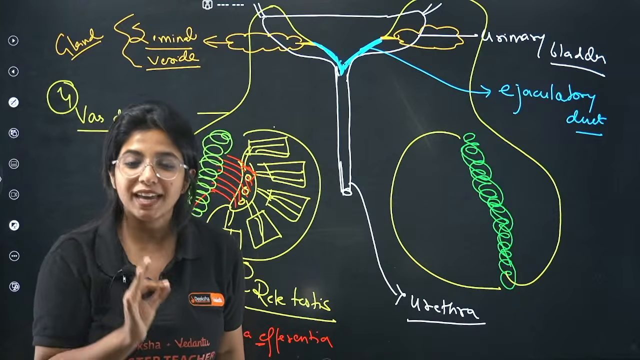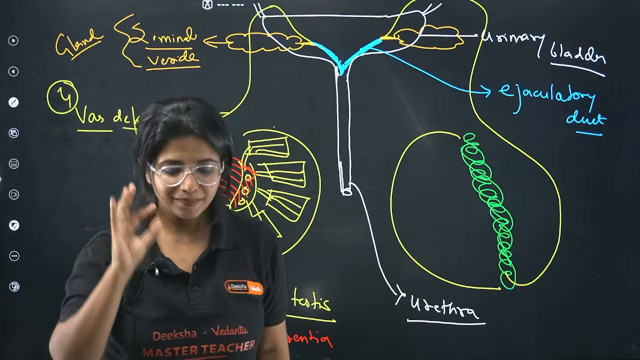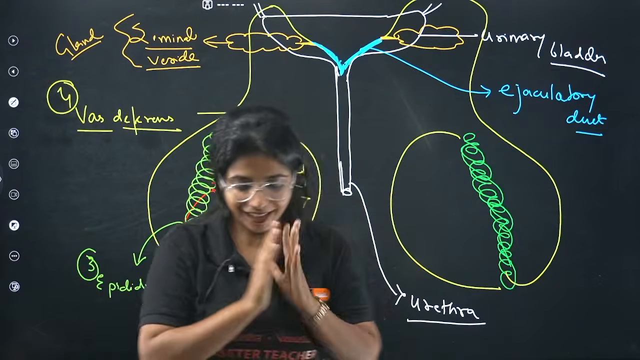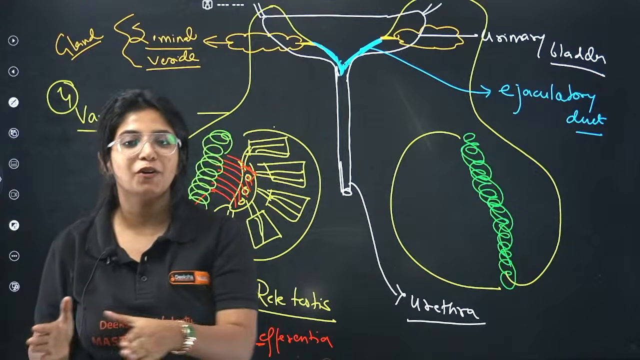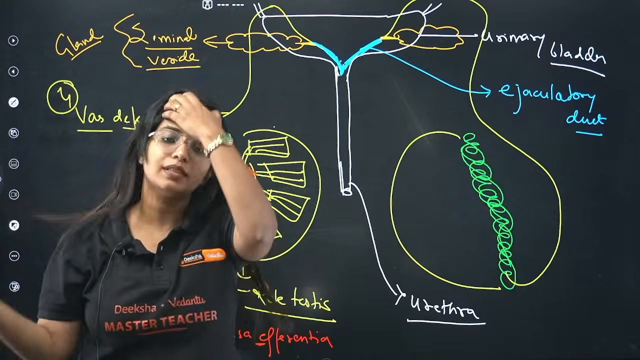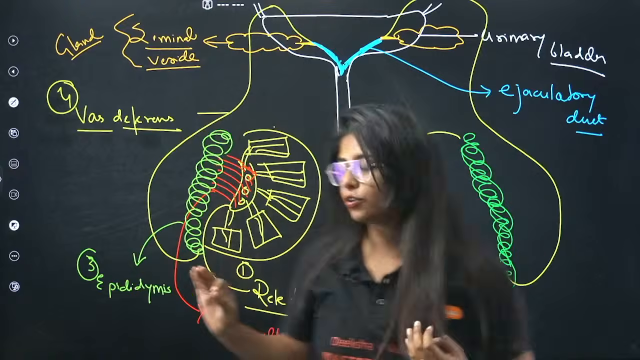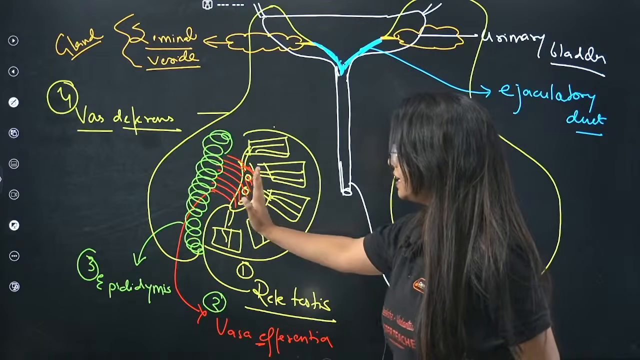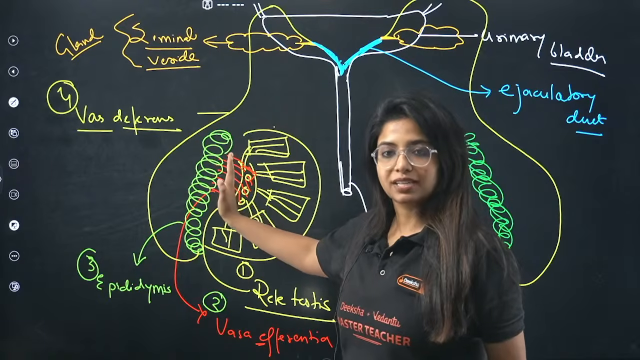Urethra. Always remember it. So, now, coming to the mnemonic part of things, as in the easy way to remember the names. As I told you, here you have rete testis. The rete testis opens into what? Vasa efferentia.